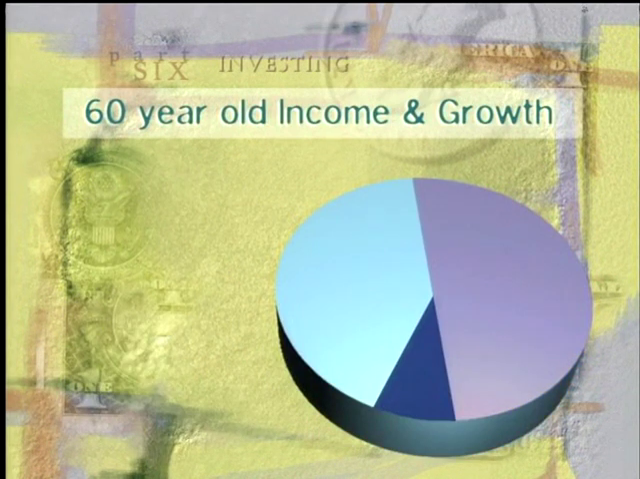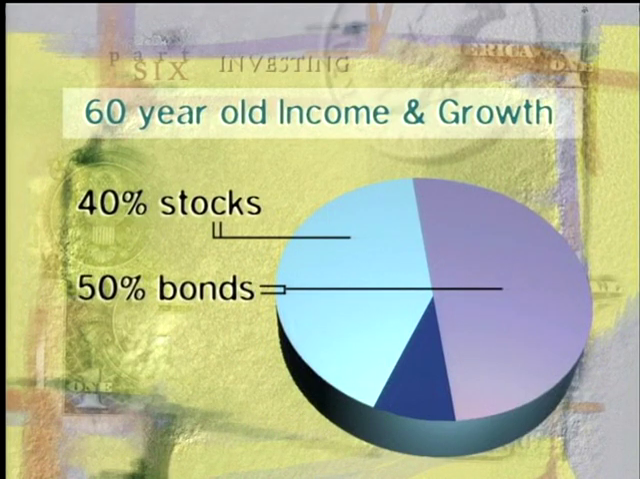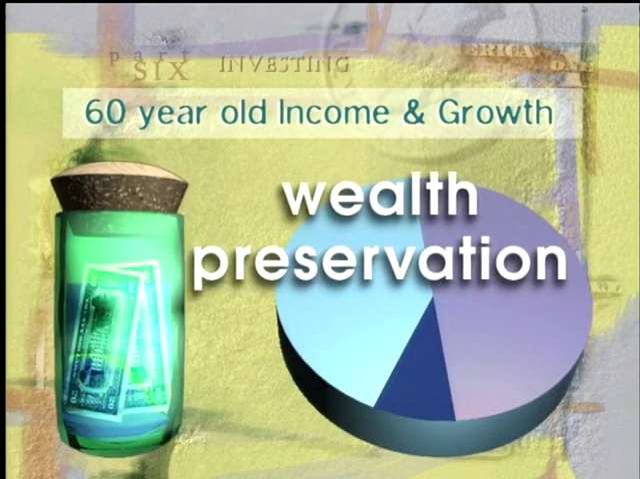Third, a 60-year-old income and growth pre-retiree investor's asset allocation is likely to have a balanced approach, containing 40% stocks, 50% bonds, and 10% treasury bills. The focus here is wealth preservation.